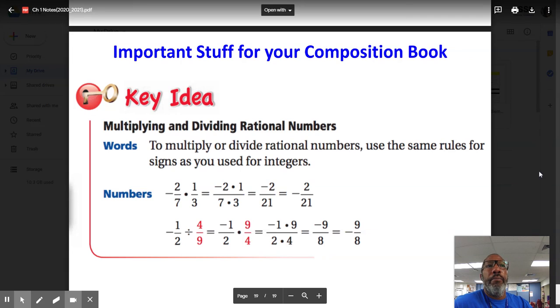So that's it for this video. This is just to help you. Your next task will be to take the pretest, and the pretest will look exactly like the regular test, only the numbers will be different.